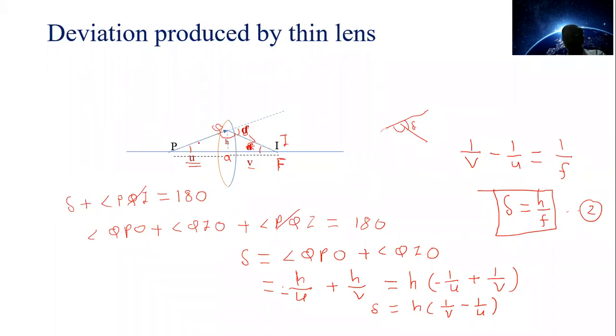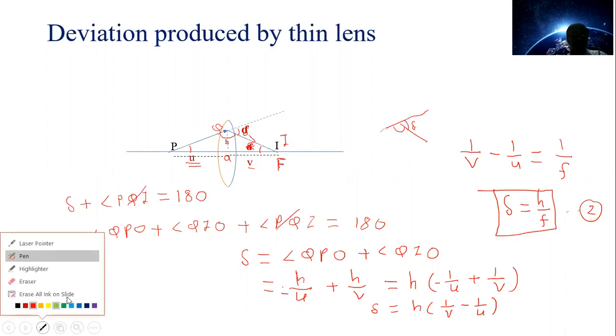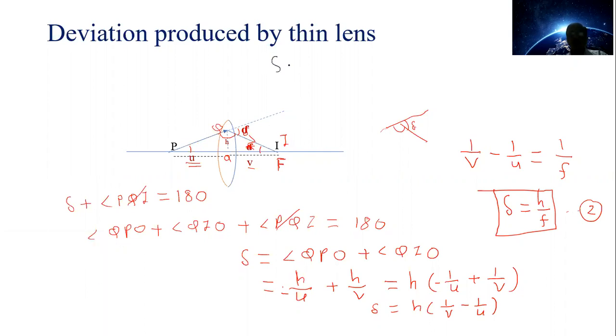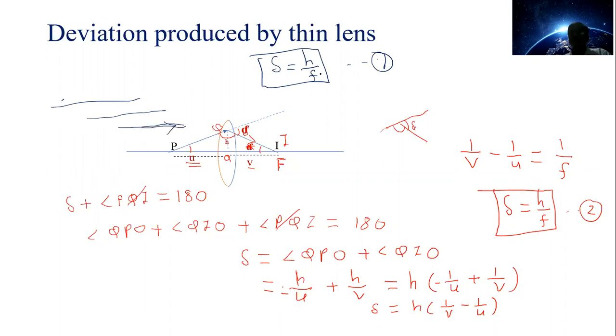Now see here, when the object is at a large distance, we get delta is equal to, what equation did we get at that time? Delta is equal to h upon f, equation number 1 that we have seen. And now this is equation number 2. When the object is on the axis of the lens, equation 2. When the object is far away from the lens, that means when the light ray is parallel to the axis, in that case, we get equation 1. Can you see if there is any difference between these two equations?